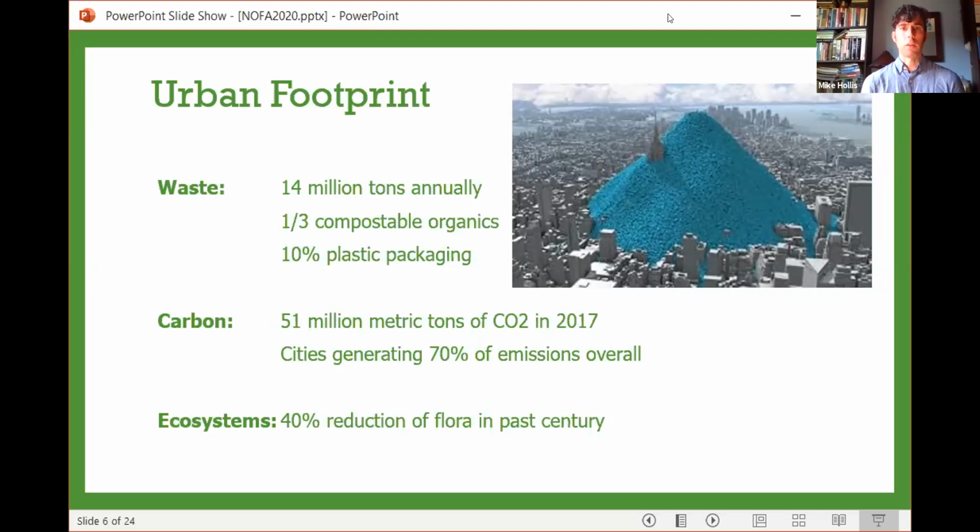The last thing on footprints that I'll mention is ecosystem impact. There has been a 40% reduction in flora. The plant life of New York City over the past century has been rapidly disappearing, which has had major impacts on ecosystems and biodiversity, but also, when we look at wetland loss and things like that, on resiliency to disaster and climate change as well.